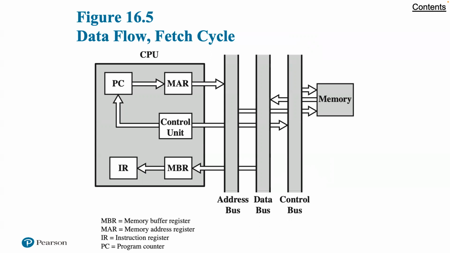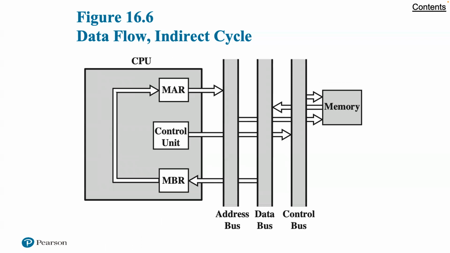The PC contains the address of the next instruction to be fetched. The address is moved to the MAR and placed on the address bus. The control unit requests a memory read, and the result is placed on the data bus and copied into the MBR and then moved on to the IR. Meanwhile, the program counter PC is incremented by 1, preparing for the next fetch.